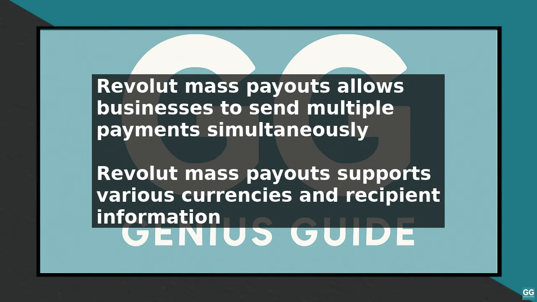Introduction to Revolut Mass Payouts. Revolut Mass Payouts is a feature that allows businesses to send multiple payments simultaneously to different recipients in various currencies. This guide will walk you through the process of setting up and using Revolut Mass Payouts.